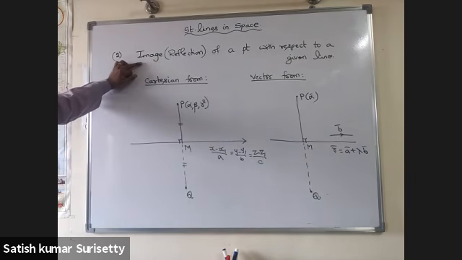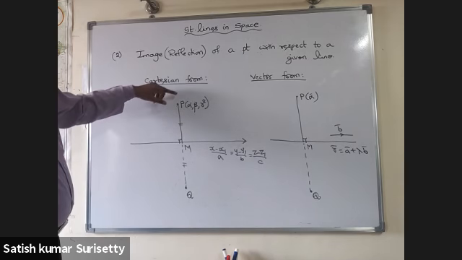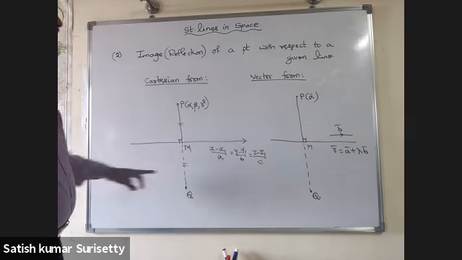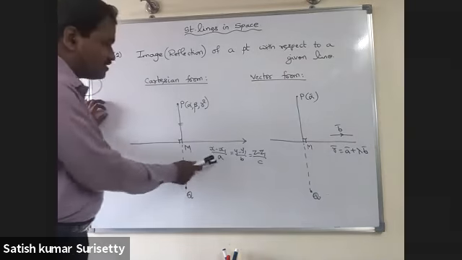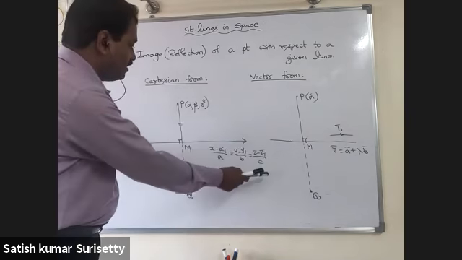Image or reflection of a point with respect to a given line. So here also we can have two ways. One is Cartesian form, another is vector form. So to find the image of the point P (alpha, beta, gamma) with respect to the line (x minus x1)/a equal to (y minus y1)/b equal to (z minus z1)/c.